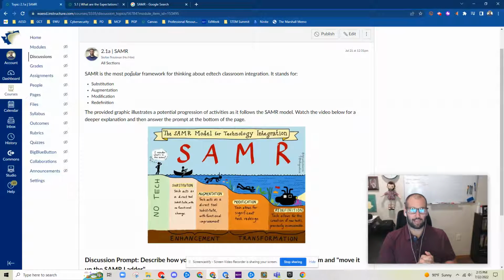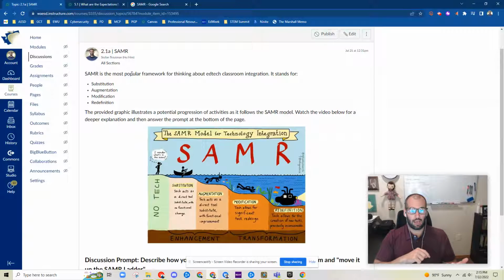Augmentation might be that I am having my students type a paper, but now they can use spell check. Or before, they had to go to a dictionary. They didn't know if words were spelled wrong. But now they've got this built-in tool that augments the lesson. It's got that functional improvement piece to it.